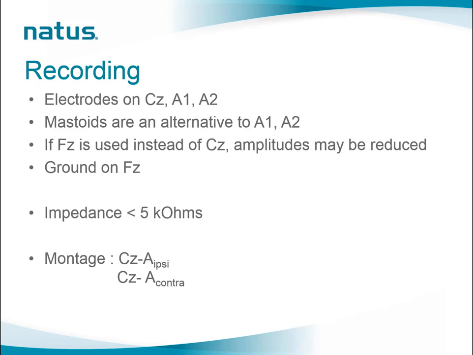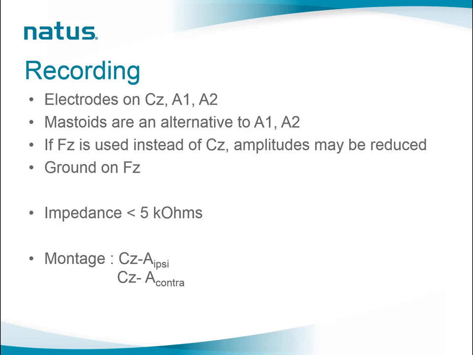For the recordings, the ACNS recommends the use of 4 electrodes. Recording electrodes on CZ, A1 and A2, which are the 2 earlobes. If applying the electrodes on the earlobes is too painful, then mastoids may be used as an alternative. In some centers, people have been using FZ instead of CZ. The ACNS does not recommend to use this montage because the amplitude of the responses may be reduced.